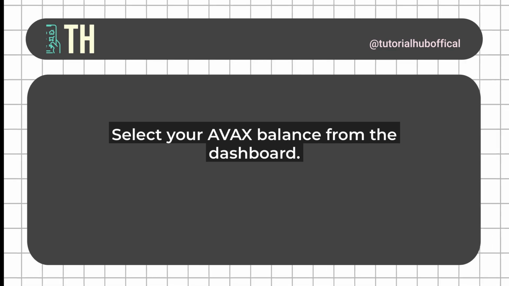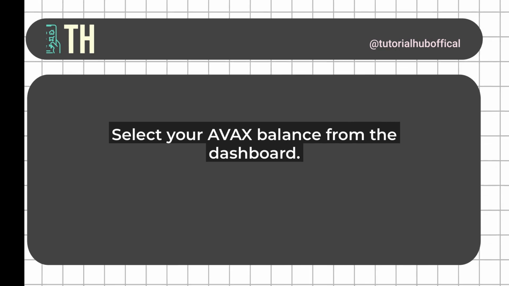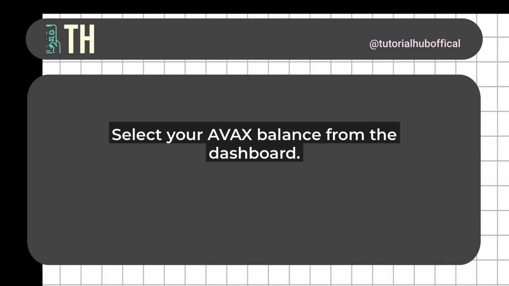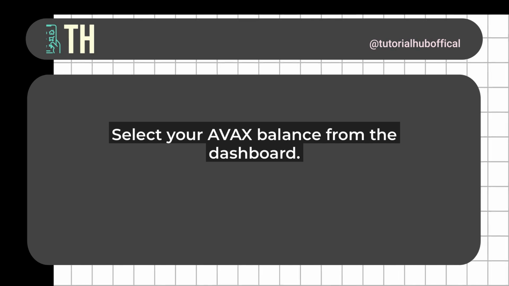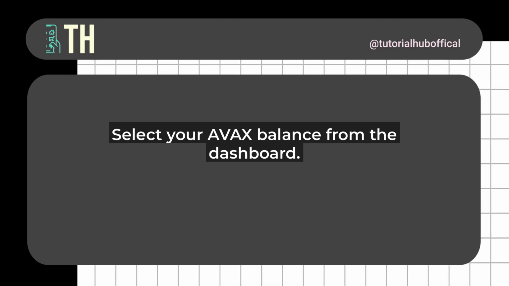First things first, make sure you have everything set up. You'll need a Coinbase wallet with some AVAX in it, a Robinhood account that's ready to receive crypto, and a stable internet connection. Oh, and always double-check that you're on the correct network. AVAX typically uses the Avalanche C chain.